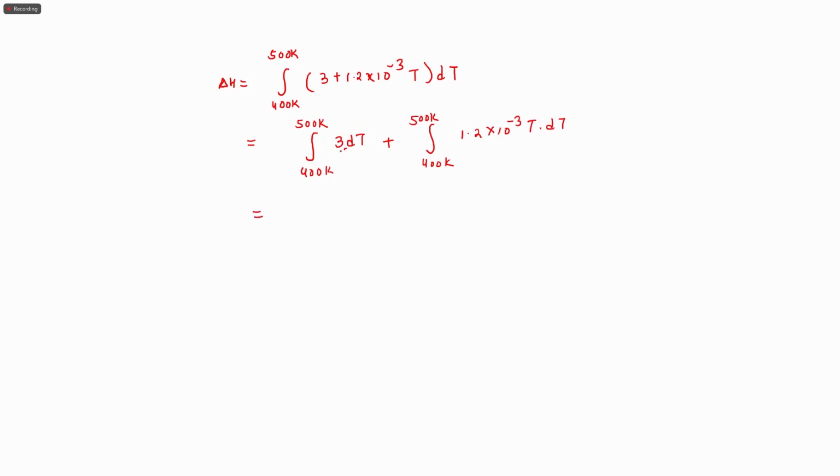Next, this 3 is constant, so we will take it out, and the integral of dT is nothing but T. So we will write T over here because the integral of dT is T, and it is changing from 400 to 500. Next, we have 1.2 into 10 to the power minus 3. This is constant. Let us take it out. Now we will be left with the integral of T into dT.